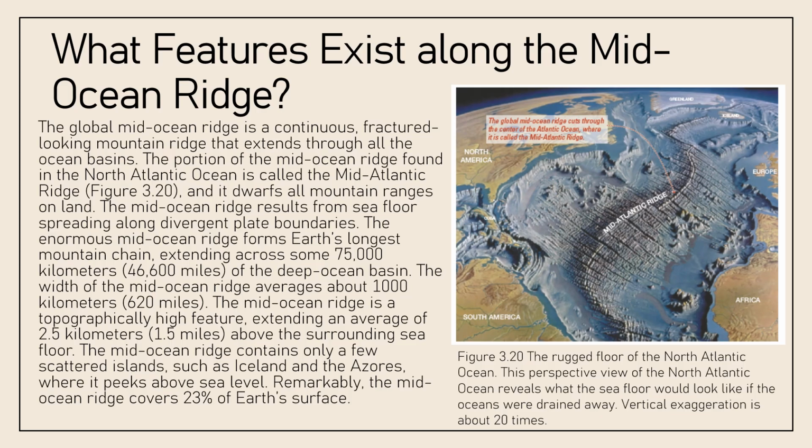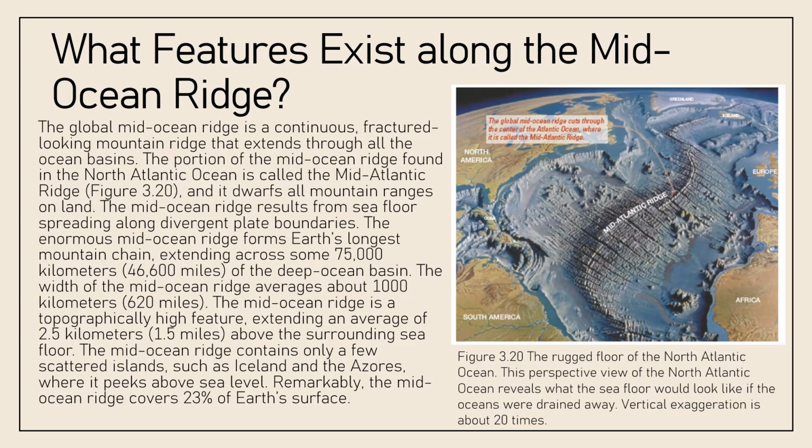The global mid-oceanic ridge is a continuous fractured-looking mountain range that extends through all the ocean basins. The portion of the mid-oceanic ridge found in the North Atlantic Ocean is called the Mid-Atlantic Ridge, as is evident from the picture here, and it dwarfs all mountain ranges on land. The mid-ocean ridge results from seafloor spreading along divergent plate boundaries, and forms Earth's longest mountain chain, extending across some 75,000 kilometers of the deep ocean basin.